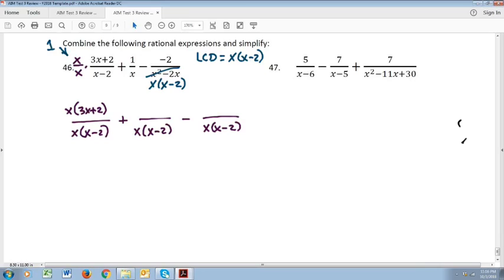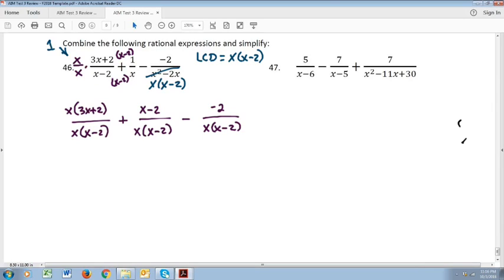Now, for the middle term, we have an x in the denominator. We need the x minus 2. So we'll have to multiply the numerator by x minus 2. And 1 times x minus 2 is x minus 2. And then it's minus negative 2.